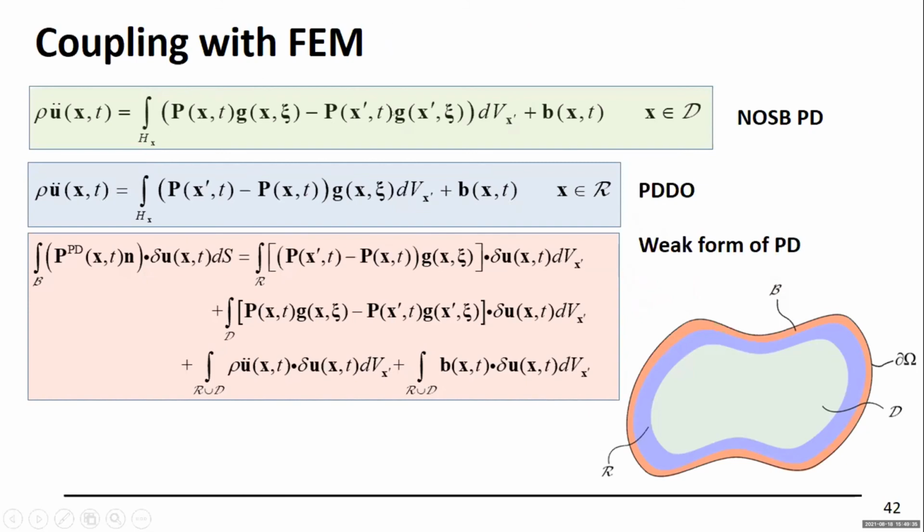But this non-ordinary state-based peridynamics doesn't satisfy the equilibrium equation here. But this particular equation satisfies the equilibrium equation. And along the boundary here, we have the weak form of peridynamics. So we have these three equations that we'll work with, and we'll couple the FEM and PD in a seamless way. And here's an example, okay?